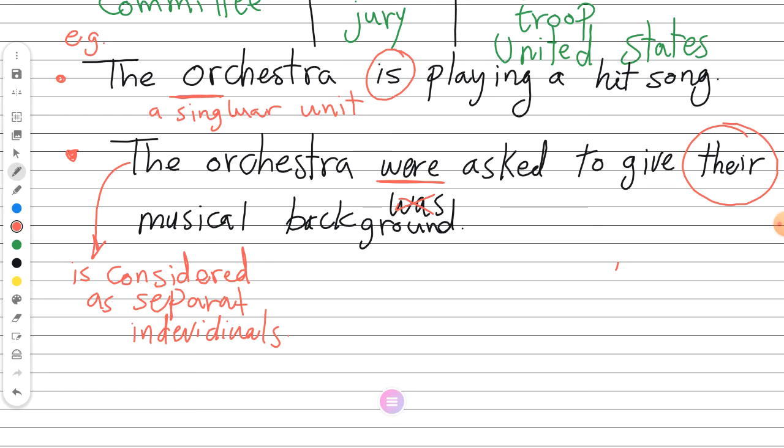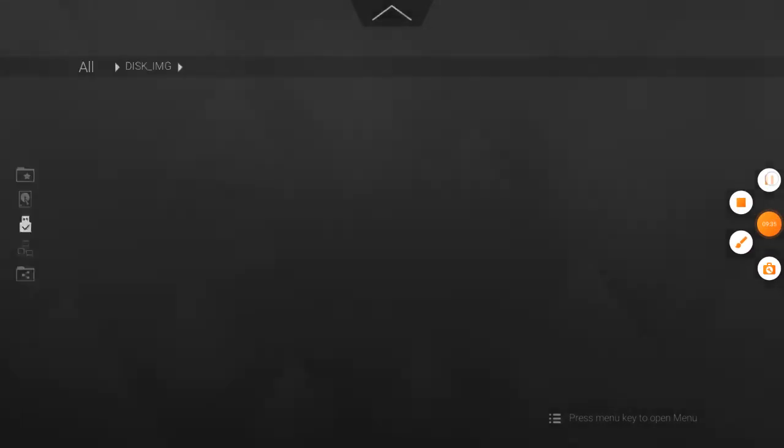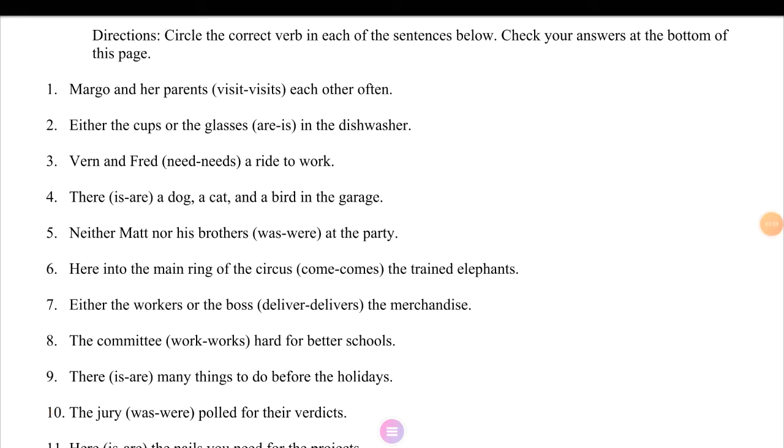Let's have an exercise. It asks you to circle the correct verb in each of the sentences below. Check your answer at the bottom; the answers at the bottom will give you the answer. The first one: Margot and her parents each visit or visits each other often.